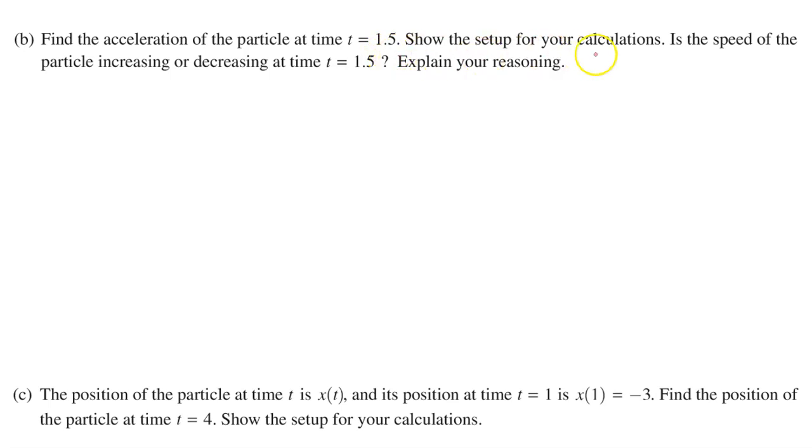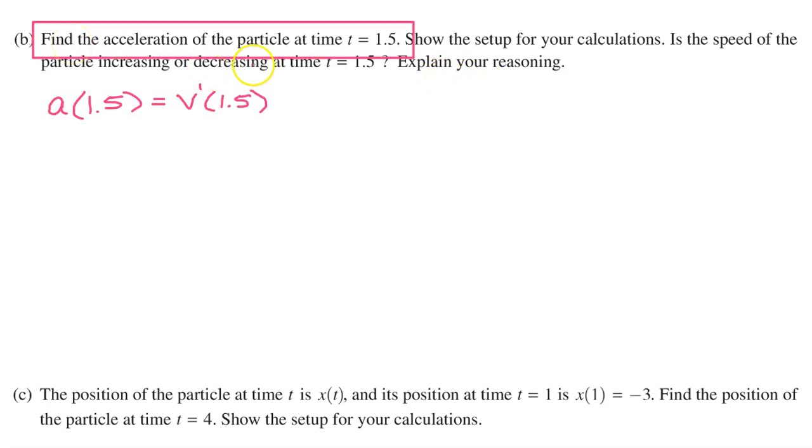Show the setup for your calculations. Is the speed of the particle increasing or decreasing at time t equals 1.5? Explain your answer. This is another two-part question. First, we have to find the acceleration of the particle at time t equals 1.5. The acceleration at 1.5 will equal v prime at 1.5.